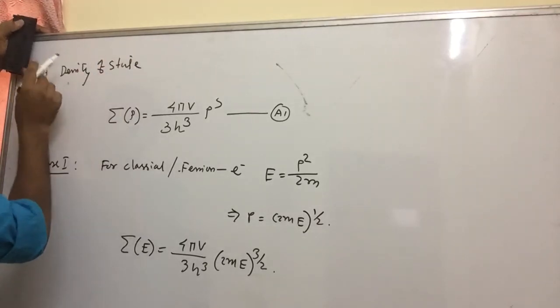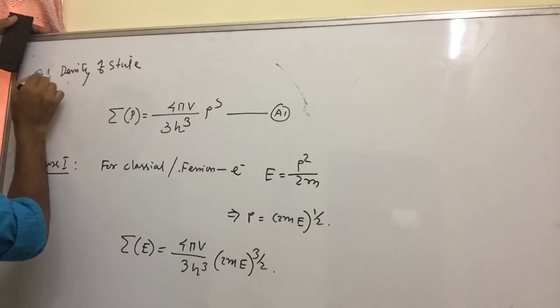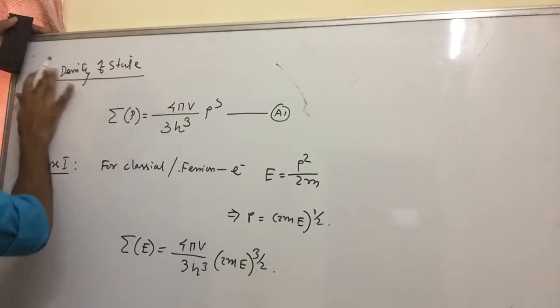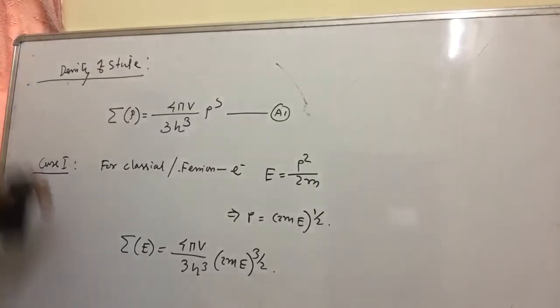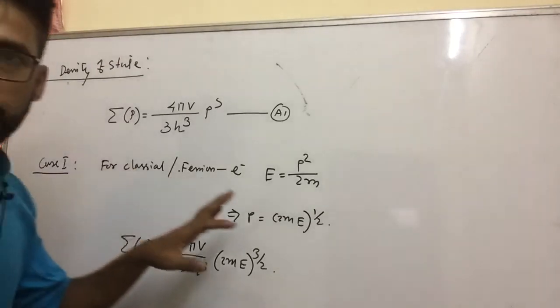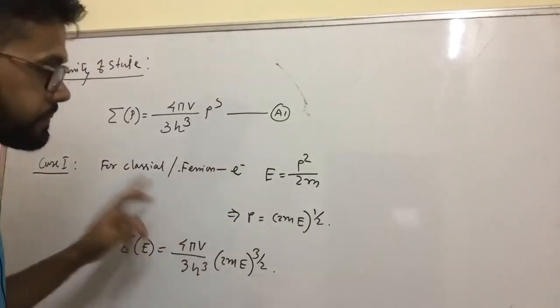This is for case 1. Okay, case 1. We need the density of state. How do we calculate the density of state for classical particles under case 1?